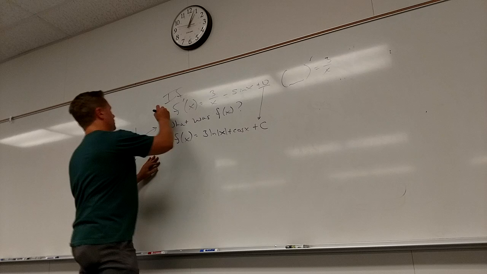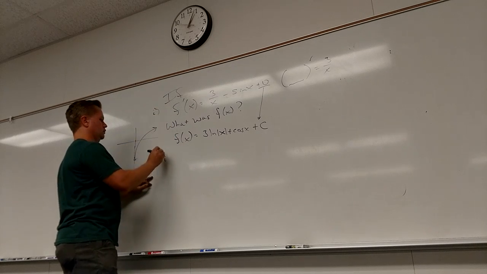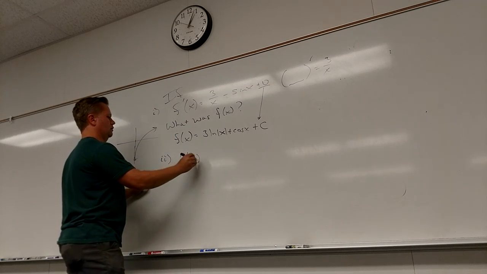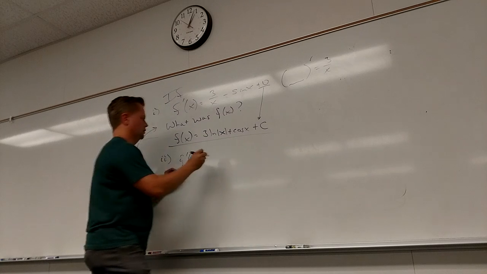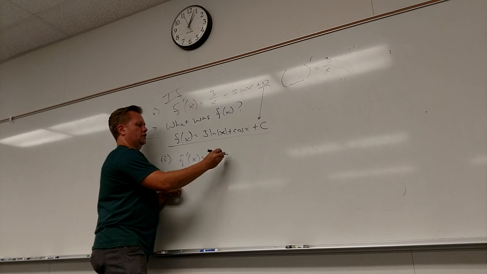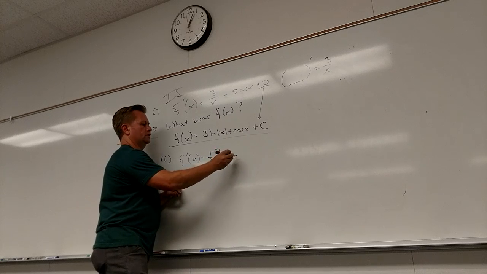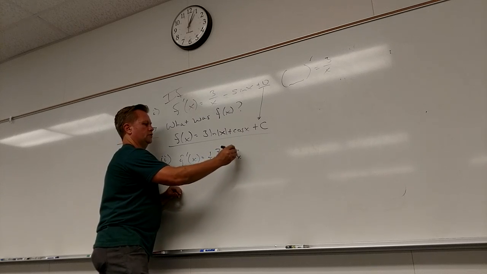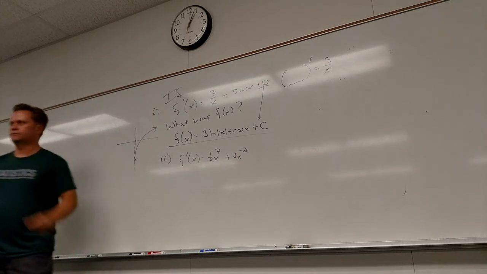All right, what about this one? What if f prime is 1/2 x to the 7th plus 3x to the negative 2?